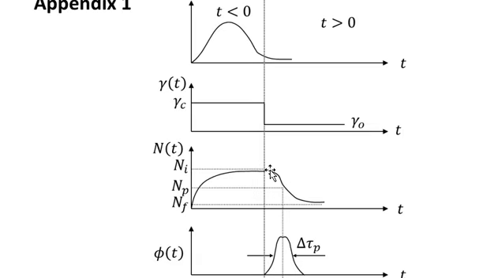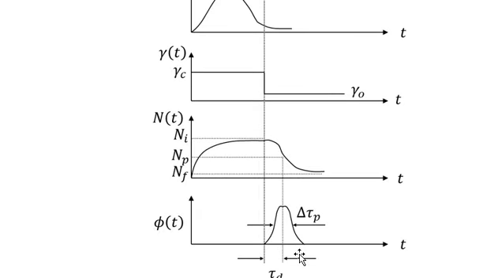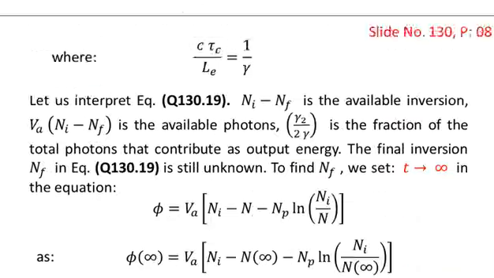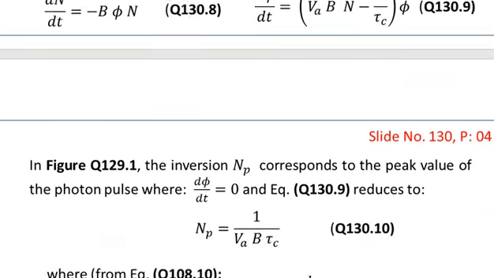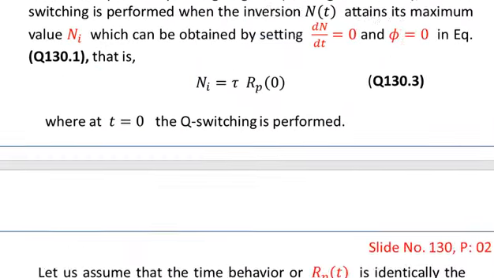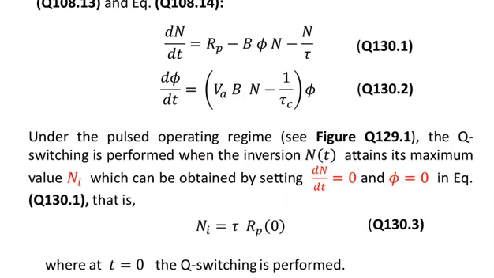in this region, where we have attained the maximum value of the inversion equal to ni. And at that time, when the inversion is maximum, you can also see that the number of photons is 0. So the number of photons is 0 when the inversion ni is maximum. So we can set phi equal to 0 over here. With these two values, we can set dn over dt equal to 0, and we can set phi equal to 0, and at the same time the value of n can be set equal to ni.